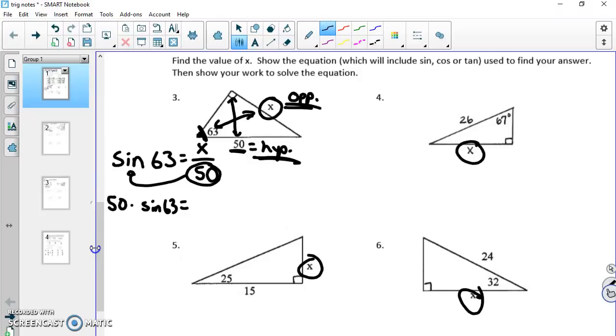You can do that on your calculator. Now on your calculator you should have sine, cosine, and tangent buttons, okay? Especially if it's a TI-30. If you're using an Inspire, you'll have to hit the trig button, and then the different functions will pop up: sine, cosine, tangent. So 50 times sine of 63, I'm typing that in right now, should give you 44.55. Okay?